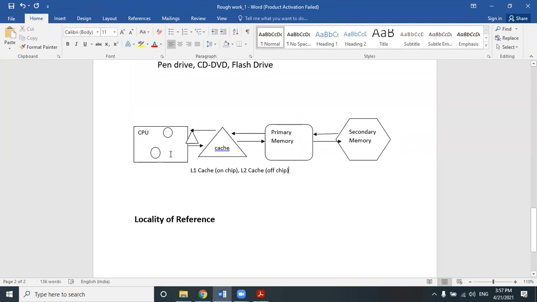Whatever data has been generated by the CPU will first be stored in the cache memory. Why will it store it in the cache memory? Because at the time of requirement, it can get the data directly and very fast from the cache memory.